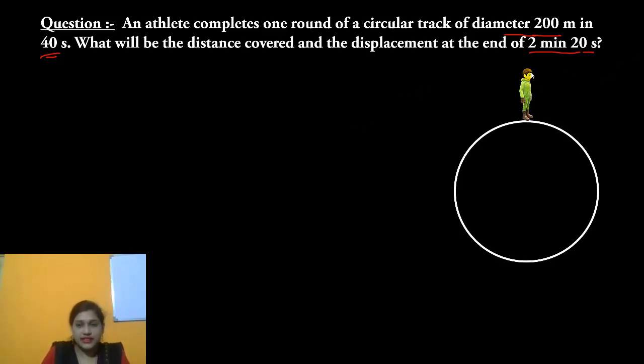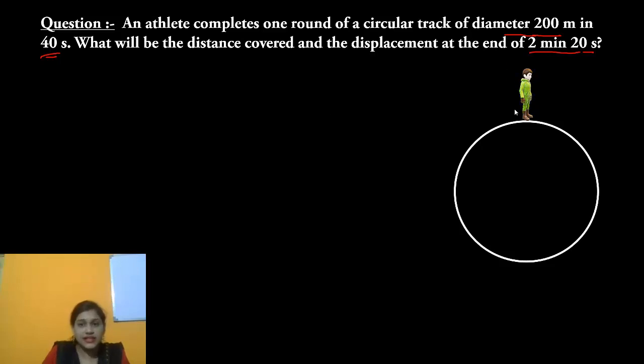Okay, this is one athlete, and he completed one round in 40 seconds. And what will be the distance and displacement in 2 minutes 20 seconds? First, what we have to calculate? First, we have to calculate the number of rounds he has completed in 2 minutes 20 seconds. Why do we calculate the number of rounds first?